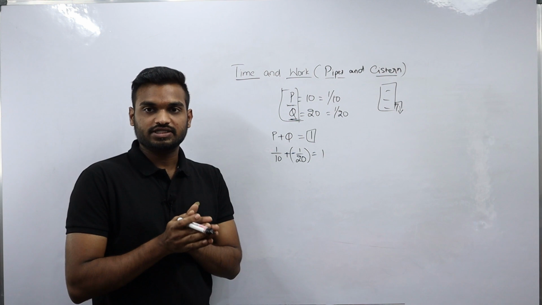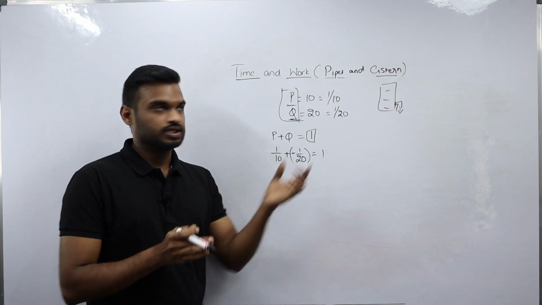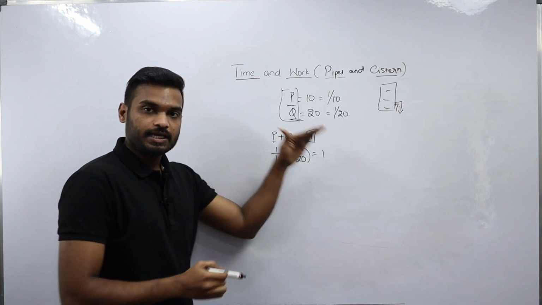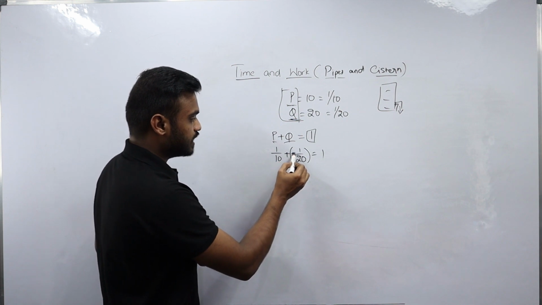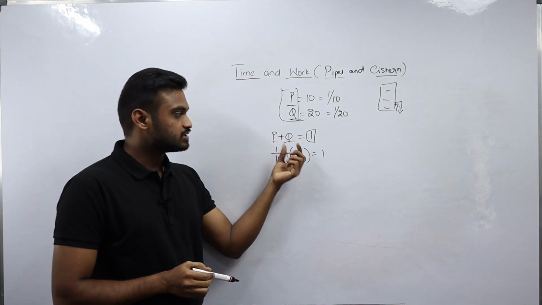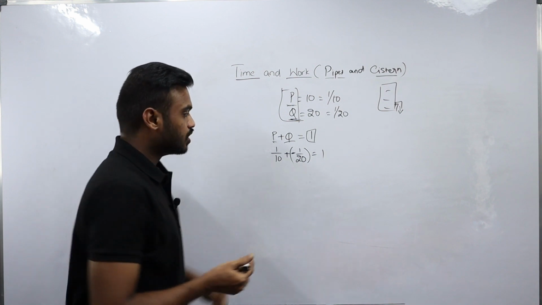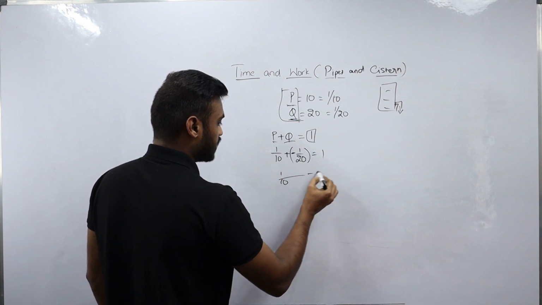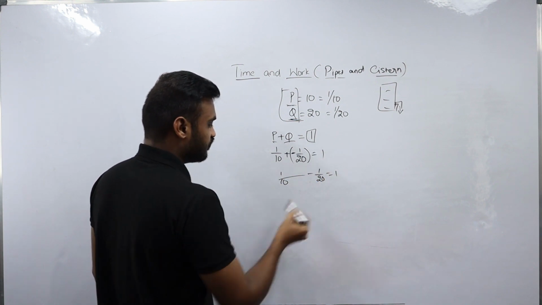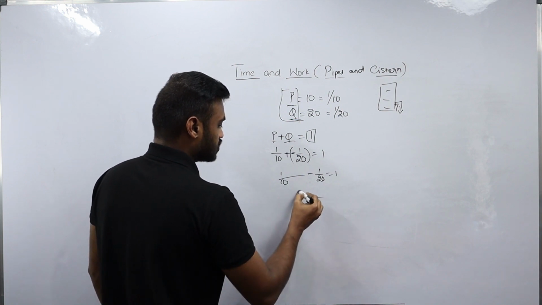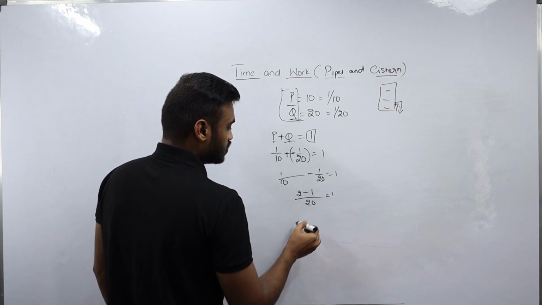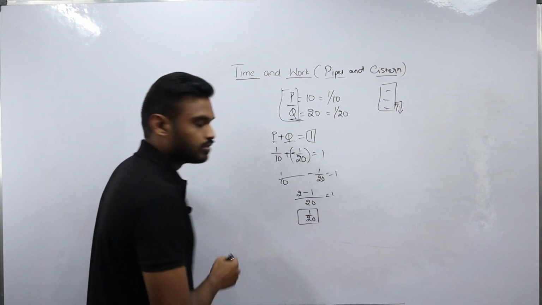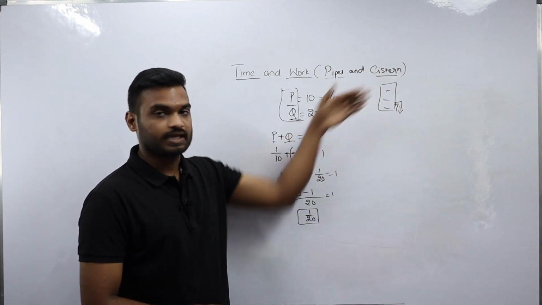Now you have understood the basic difference between time and work and pipes and cisterns. In pipes and cisterns, one person is trying to fill the tank and one is trying to empty it. That's the reason we keep a negative symbol for whoever is trying to empty the work. Now 1 by 10 minus 1 by 20 equals, taking LCM 20, 2 minus 1, equals 1 by 20. So they take 20 hours to complete the whole work, that is filling the tank.